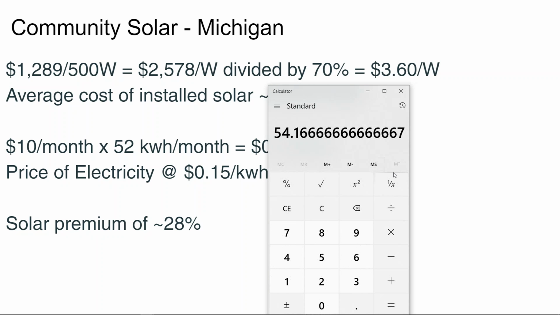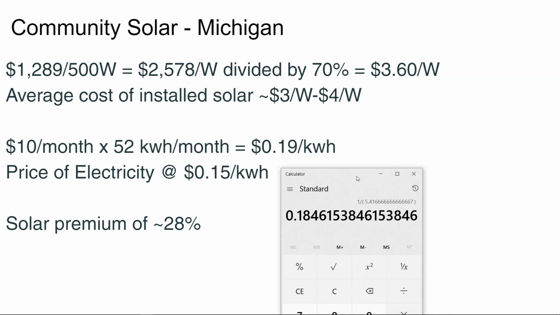So here's our kilowatt hours. That comes out to be 18 and a half, 19 cents a kilowatt hour. The current price of electricity in Michigan is 15 cents. And so if you subscribe to the 25-year monthly model, you're increasing your price of electricity by 28%. Albeit you don't need to do it for your entire bill. You could just do it for one 500-watt block so that you're really only increasing your bill by $10 a month, not by 28% of the entire bill.